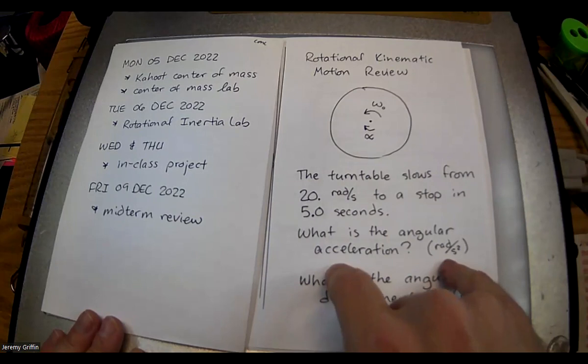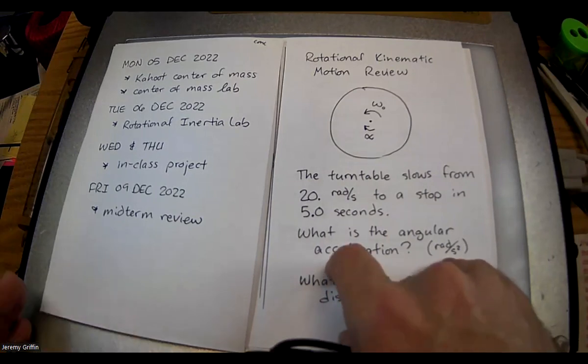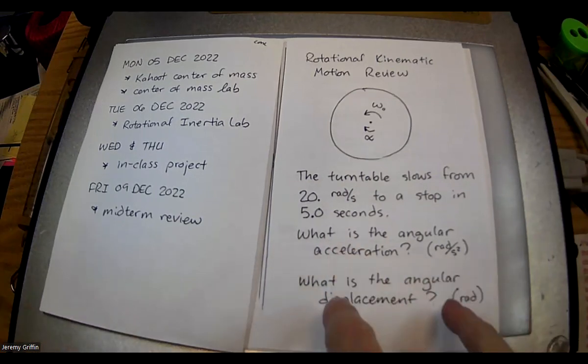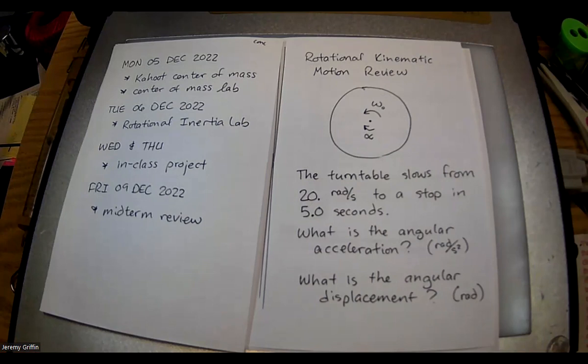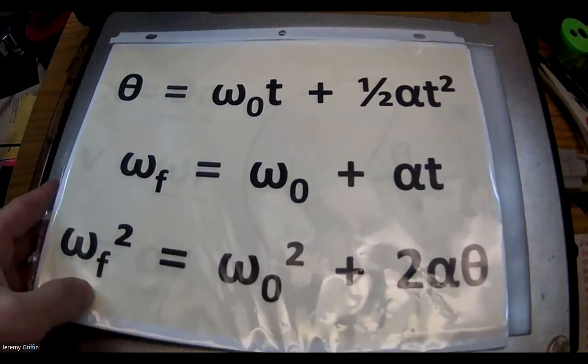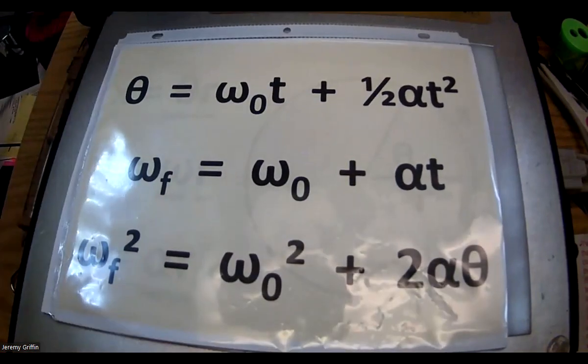What was the rate that it was slowing down, called angular acceleration, which would be a negative value because it was slowing down. And also, how far did it rotate? I could call that angular displacement. Quantify that in radians. Here, I'll go ahead and walk you guys through this. You guys remember these kinematic formulas?